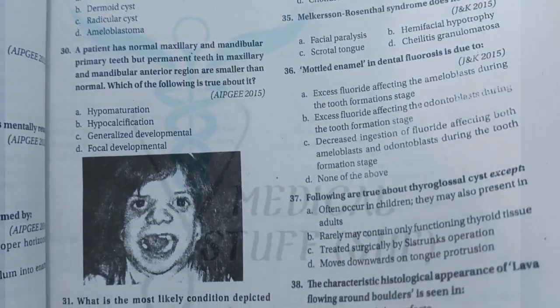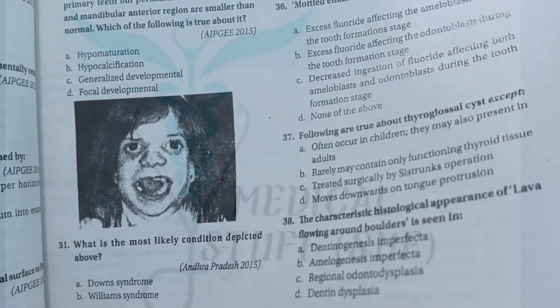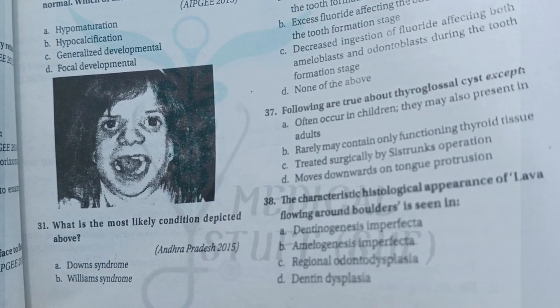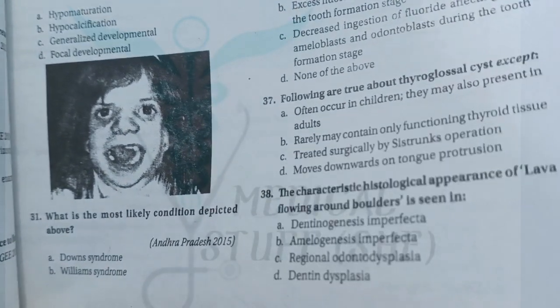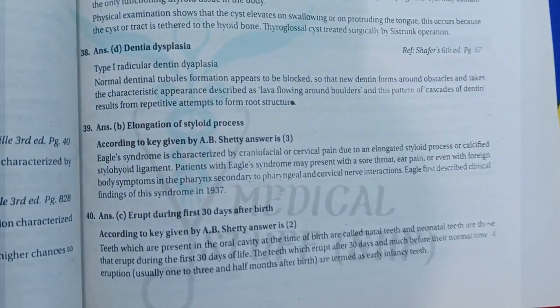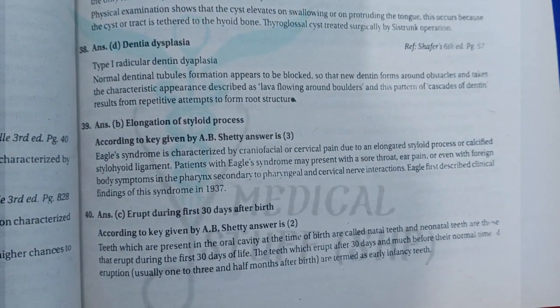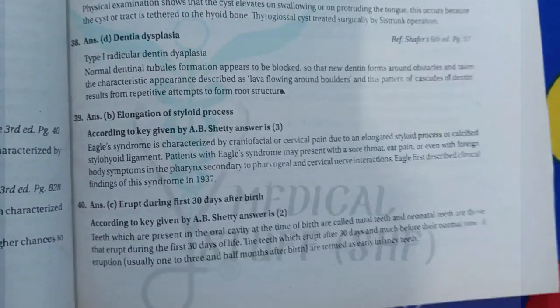Then the next question is: the characteristic histological appearance of lava flowing around boulders is seen in. The answer is dentin dysplasia. In type 1 radicular dentin dysplasia we see this.